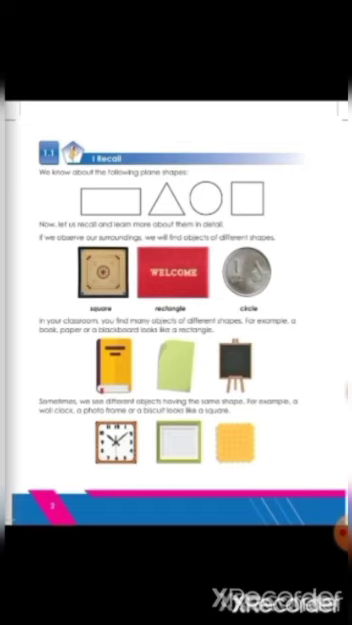In your classroom, you find many objects like book, sheet of paper, blackboard. The basic shape of the book is rectangle. Sheet of paper is rectangle, blackboard, square. At your home, you see many objects like clock, frame, biscuit. The shape of the following objects looks like a square.